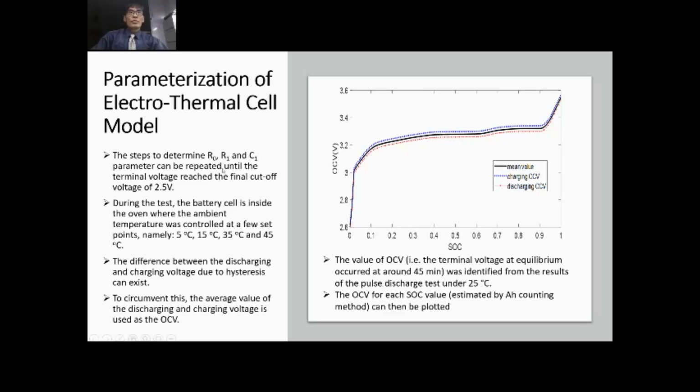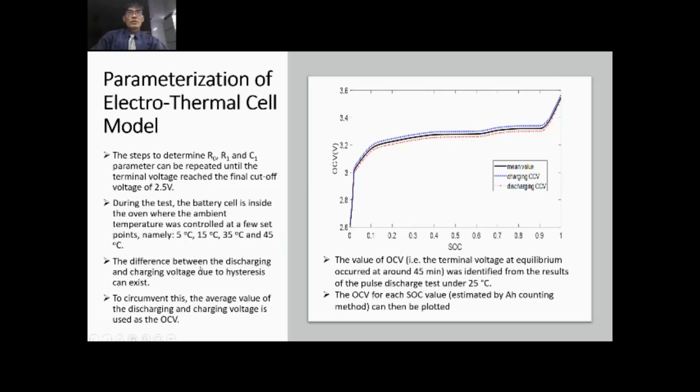The steps to determine the R0, and R1 and C1 in the previous slide can be repeated until the terminal voltage reaches the final cutoff voltage of 2.5, or sometimes 2.6 volts, which is stated in the specifications of the cell. During the test, the battery cell is inside these ovens where the ambient temperature was controlled at a few set points. We control at several set points: 5 degrees, 15, 35, and 45. You may ask, why don't you reach 50 and so on?